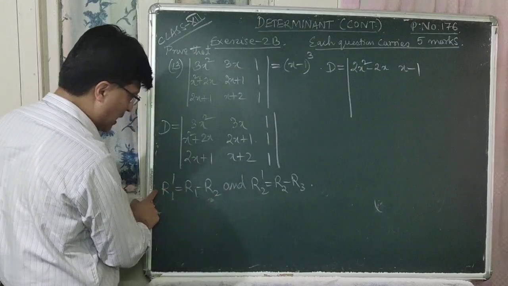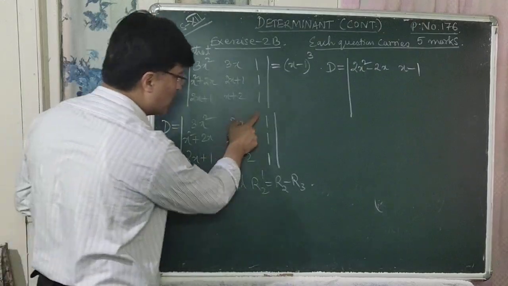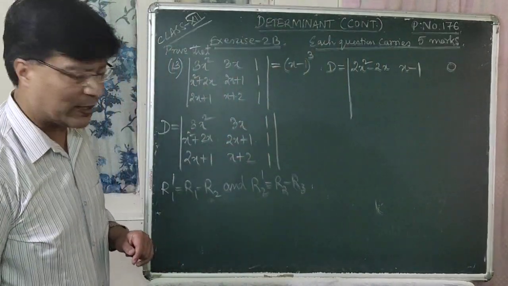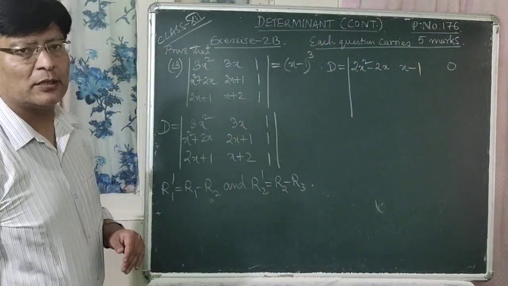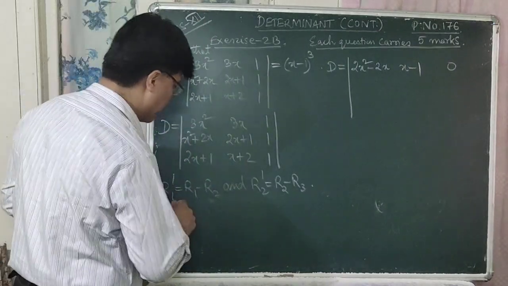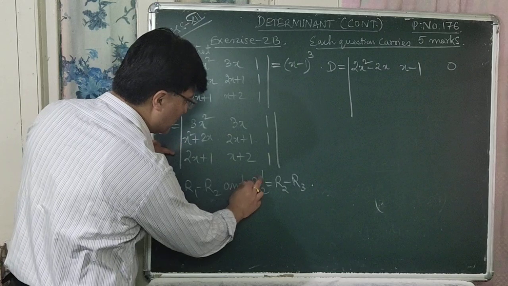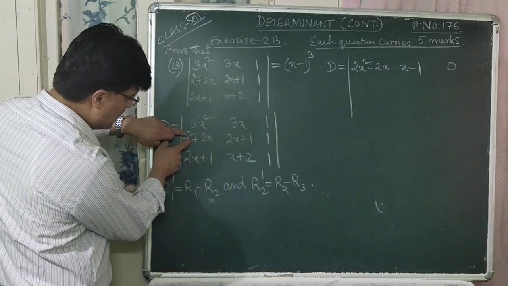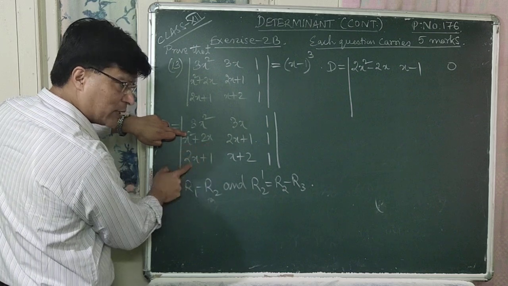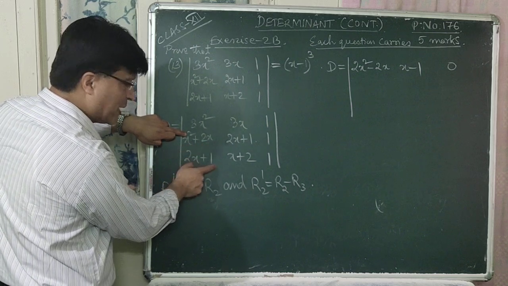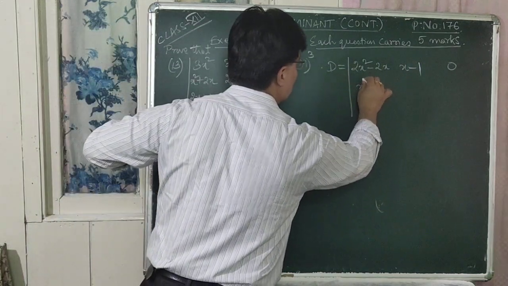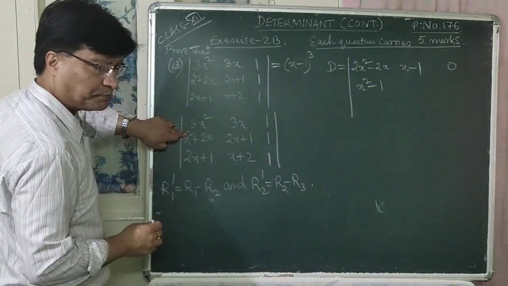Next, R1 dash is equal to R1 minus R2, that is 1 minus 1, this is also 0. This is 0, right? So this is the new first row. Now row 2 is also changing. So how does it change? R2 dash is equal to R2 minus R3. That means this minus this. X square plus 2x minus 2x, 2x gets cancelled. Minus into plus, minus 1. That means x square minus 1, right? So this is your x square minus 1.